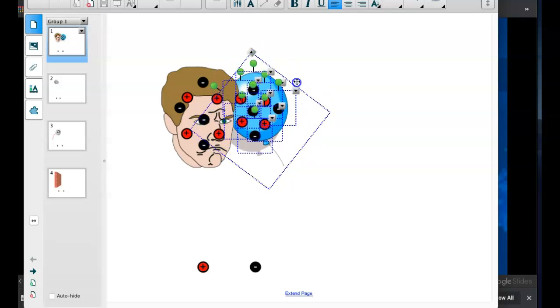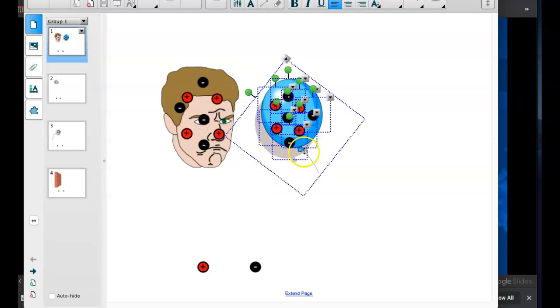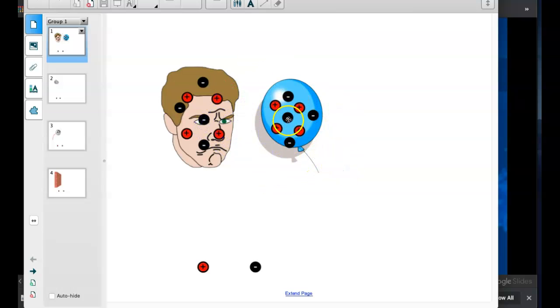Okay, rub the head. And what's going to happen is the electrons are actually going to travel from the head onto the balloon. Now, the reason for that is because the rubber will attract more electrons than what it will get rid of. So now we have a balloon that has way more electrons than it has protons. So that means that this will now have a negative charge.